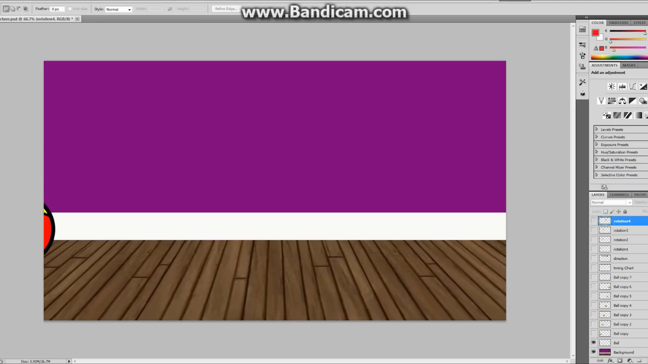Okay guys, our goal for this exercise is to have a ball travel from one side of the screen to the other. That's our goal, to have it move at a constant rate, traveling from one side of the screen to the other. In doing so, we're going to be focusing on 2 of the 12 principles of animation.